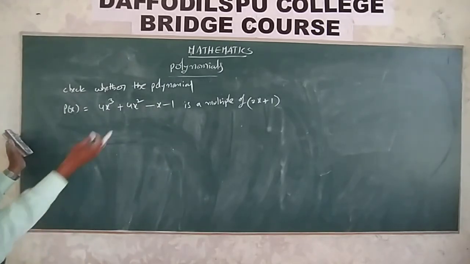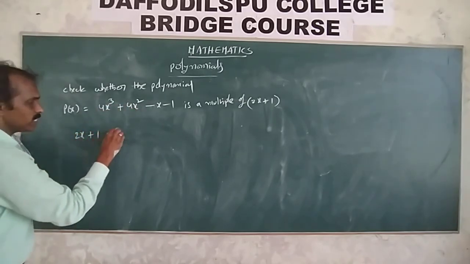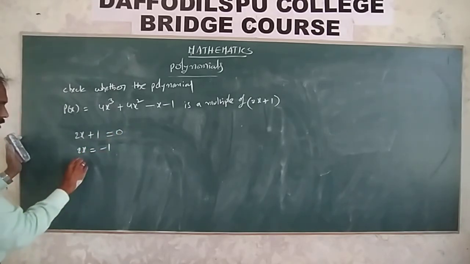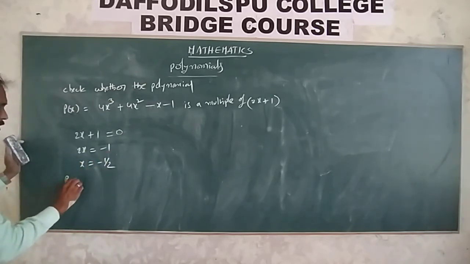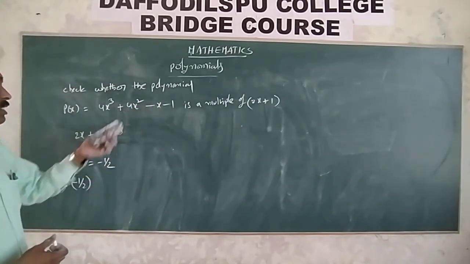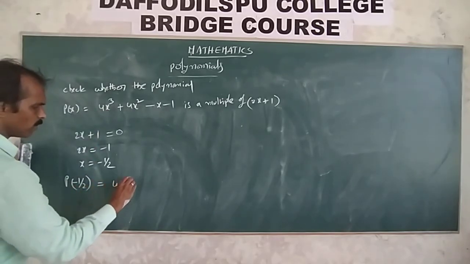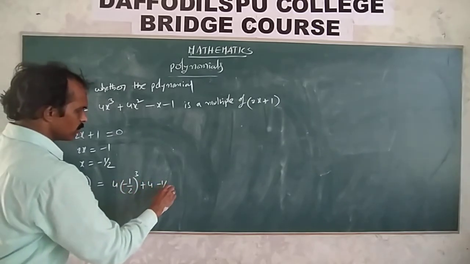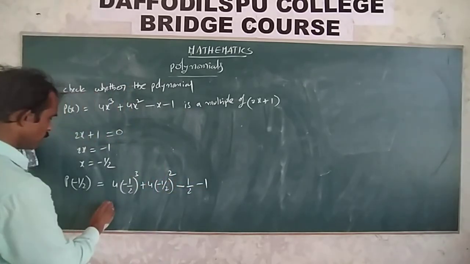Multiple of, that is nothing but divides also, right? What is the first step? First step is, let us take 2x plus 1 equal to 0, then 2x is equal to minus 1, x is equal to minus 1 by 2. So multiple or not: if we get 0, it is a multiple of that one. If it is not 0, it is not a multiple of this polynomial. P of minus 1 by 2 is 4 of minus 1 by 2 whole cube plus 4 of minus 1 by 2 whole square minus minus 1 by 2 minus 1. What is this value?